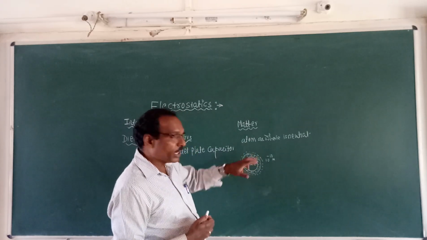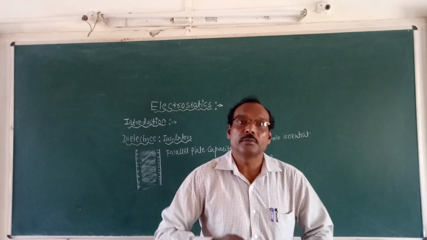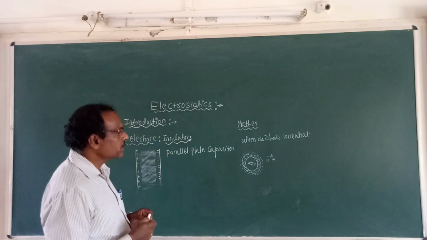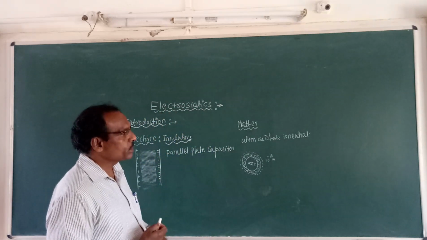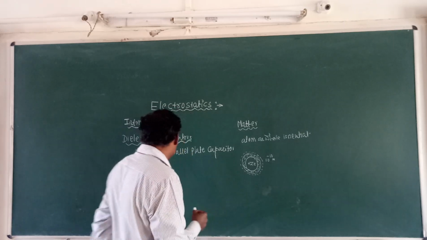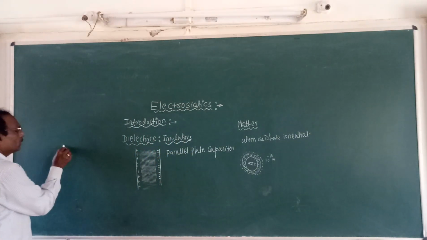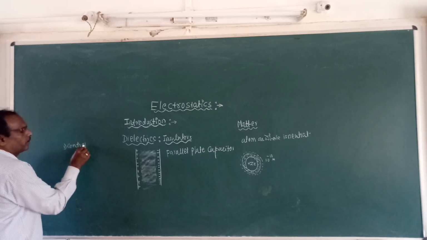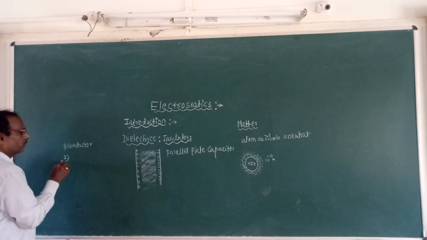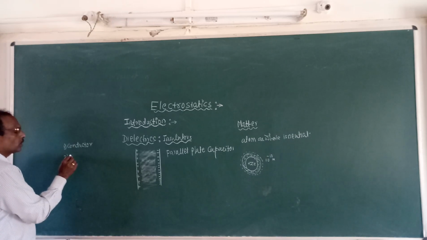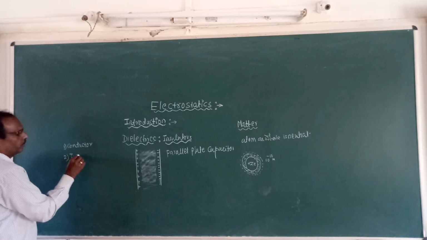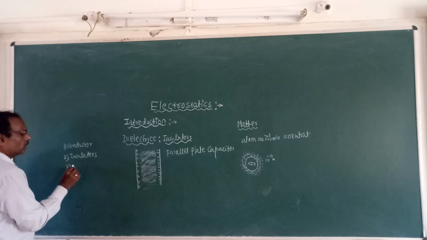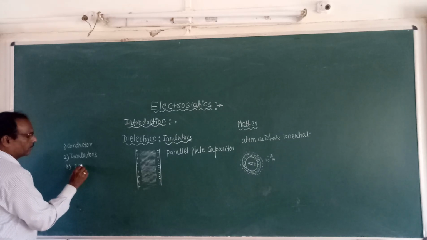Now, based on the behavior of these free electrons, we further classify materials into three types. One we call a conductor, the other we call bad conductors or insulators, and the third one we call a semiconductor.